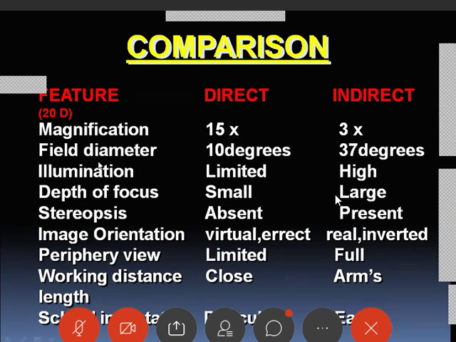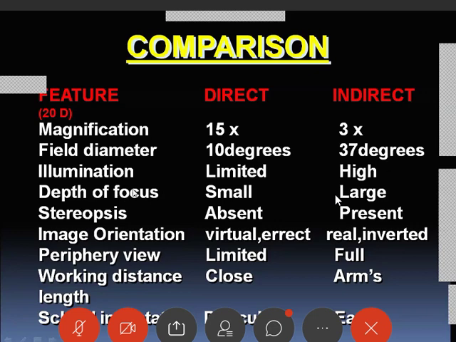Then, what are the advantages and disadvantages with each procedure, with direct and indirect? Coming to the magnification, with the direct ophthalmoscope it is 15 times magnification, whereas with indirect, when we use a plus 20 diopters lens, it is 3 times magnification. With direct, because it is 15 times magnification, the field of view is very less, only 10 degrees, whereas with indirect it is 37 degrees.